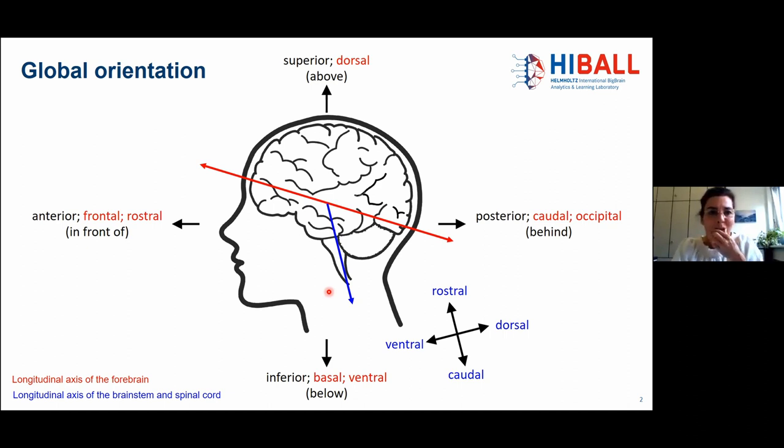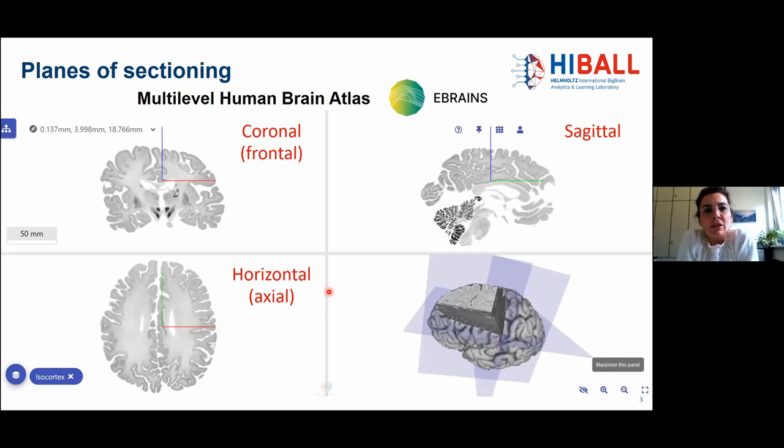And then, once I've mentioned these major terms that we use for a global orientation, the next term that I'd like to introduce is that of the planes of sectioning. And what you here see are three sections through the BigBrain as displayed by the multi-level brain atlas, which is hosted on the EBRAINS platform. And you can see the different names of these planes of sectioning, okay? So we have the coronal or frontal plane, which divides the brain into rostral and caudal portions, or anterior and posterior. We've got the sagittal plane, which divides the brain into left and right parts.